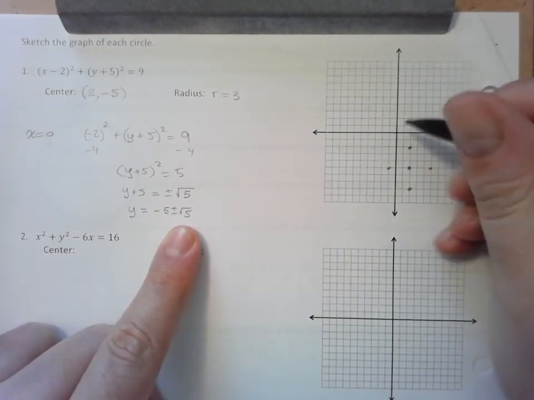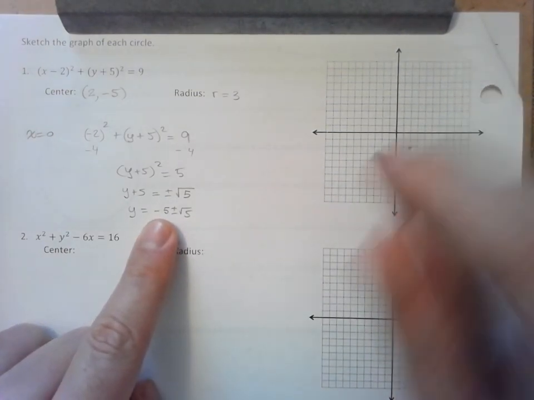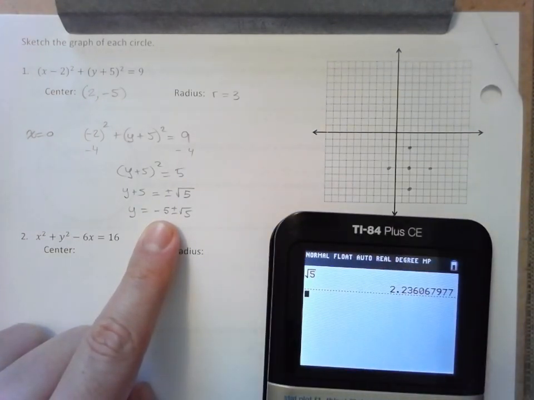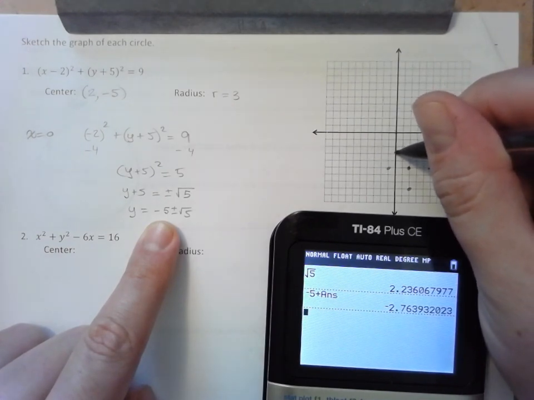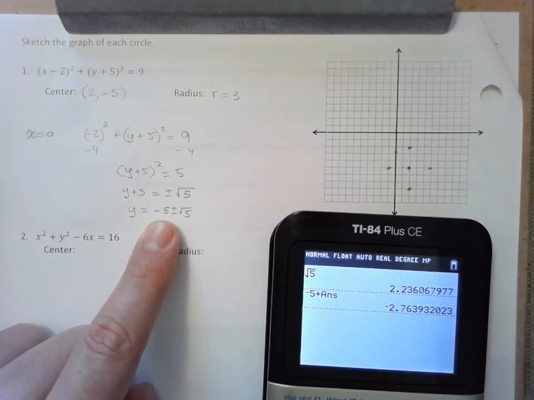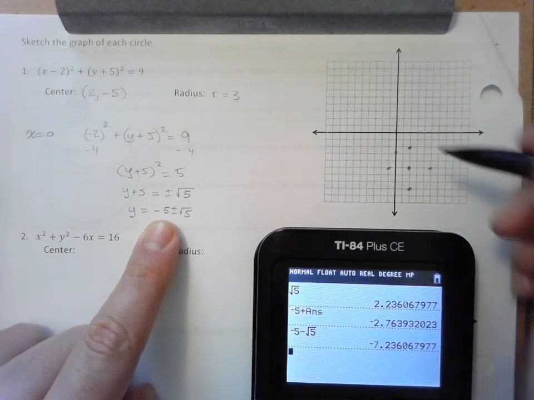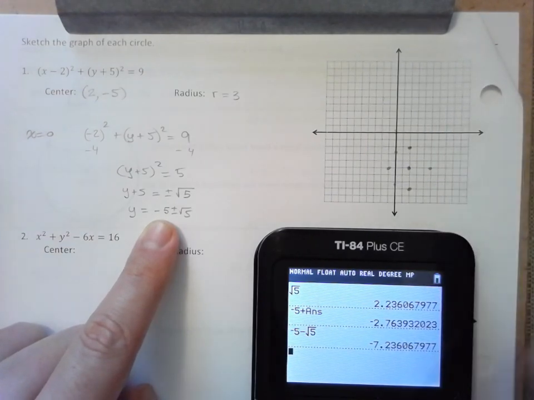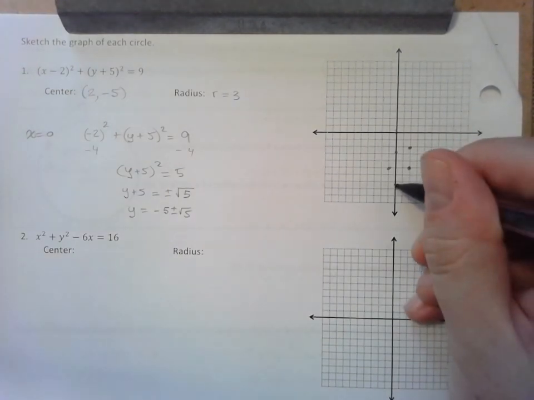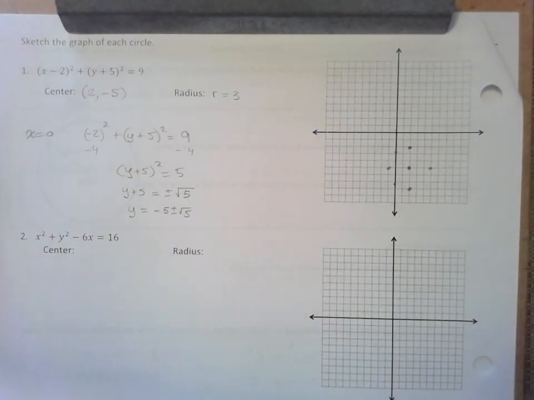So if I have an x-coordinate of 0, then I'm going to take my y-coordinate and plot 2 points. What is -5 plus this answer? -5 plus this answer is -2.75. What is -5 minus that answer? -5 minus the square root of 5 is approximately -7.24. What we're going to use is proximity to plot some extra points around the circle.